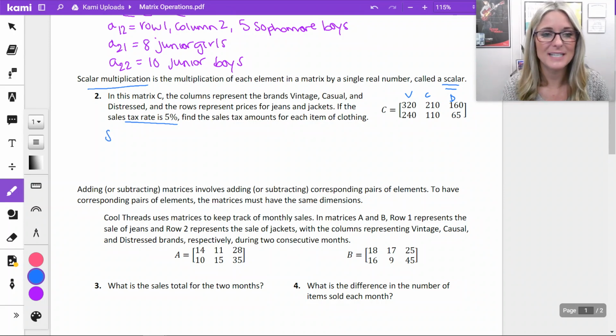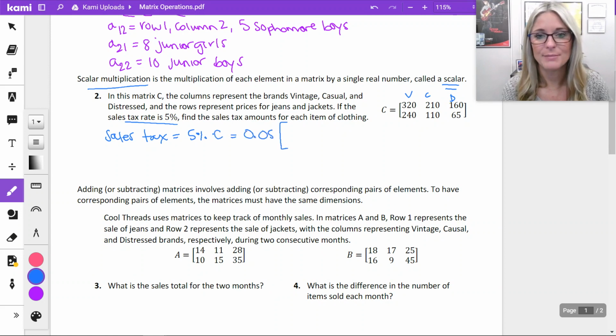So let's do sales tax rate. We're going to do 5% times matrix C, or that would be 0.05 times that whole matrix. 320, 210, 160, 240, 110, and 65. So we're going to multiply each element by that number. I'm going to show that just here in our notes.